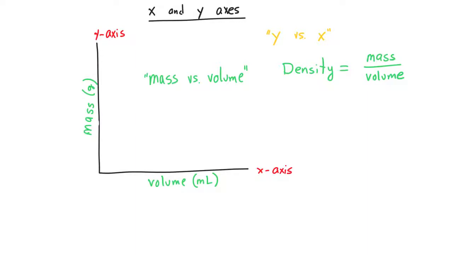Another example used in chemistry class is absorbance versus concentration. In this example, absorbance will go on the y-axis, concentration will go on the x-axis.